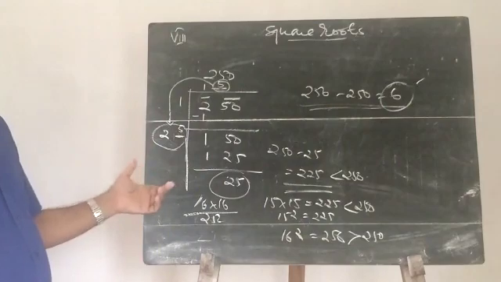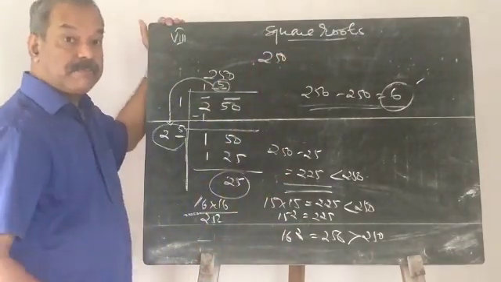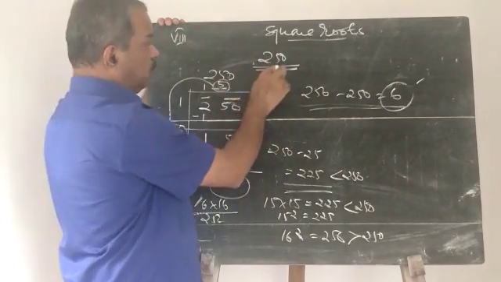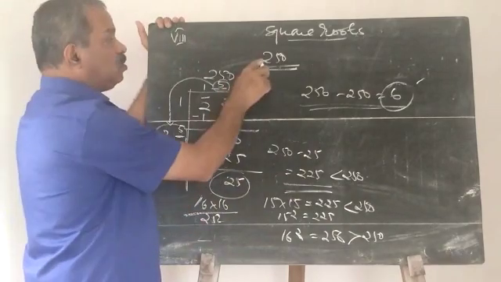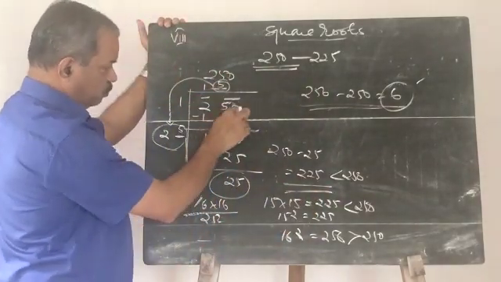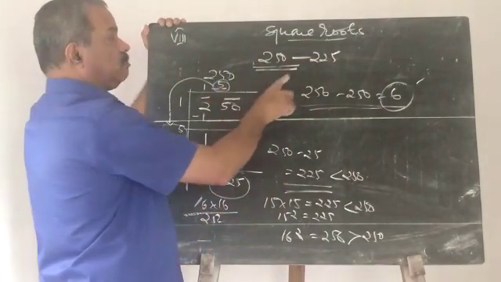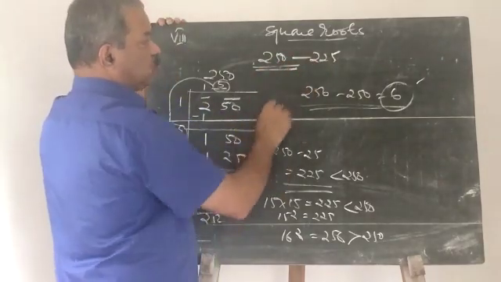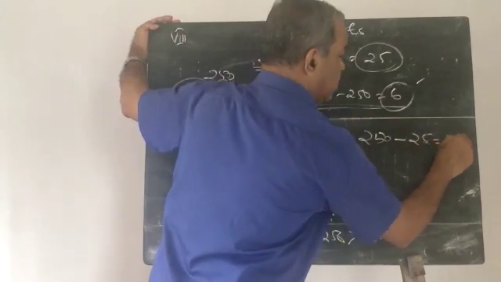Now, using the same idea, we can check another question. Which number is to be subtracted from 250 to make it a perfect square? The perfect square less than 250 is 225, because we have already found that 15 square equals 225. So 250 minus 225 equals 25. That is, when we subtract 25 from 250, we get a perfect square.